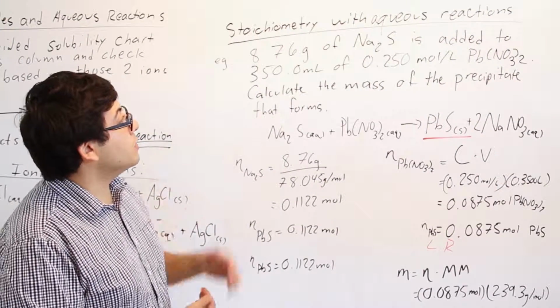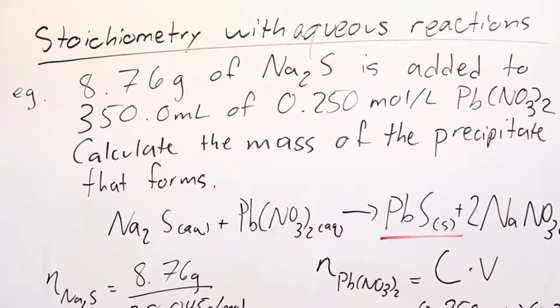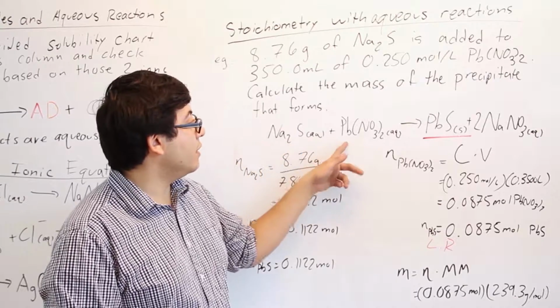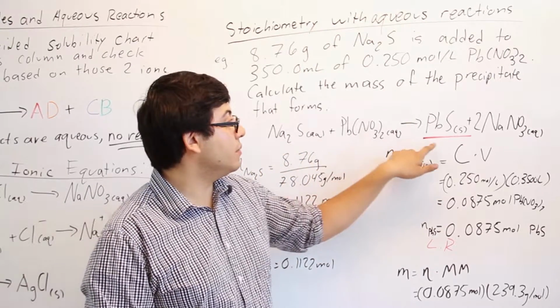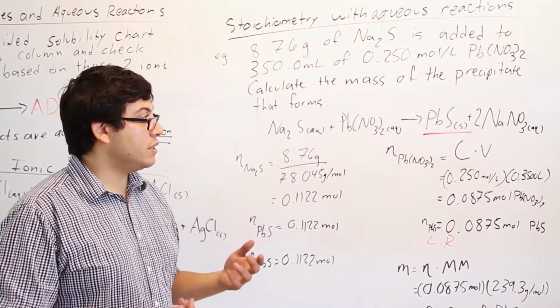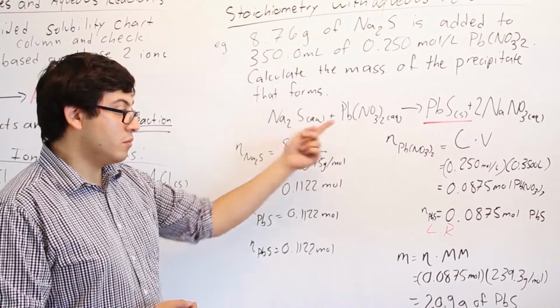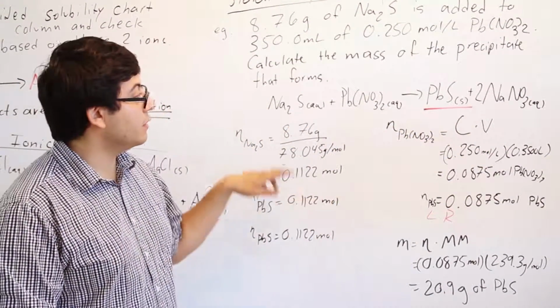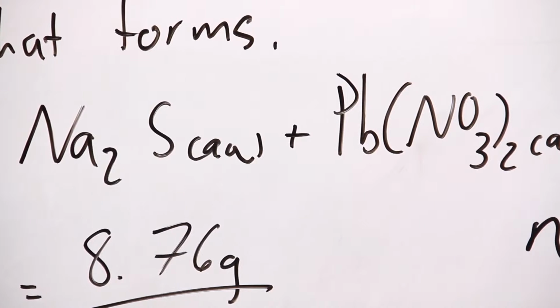So let's do an example with stoichiometry in an aqueous reaction. If we have 8.7 grams of sodium sulfide and we add it to 350 milliliters of 0.25 moles per liter of lead 2 nitrate, we need to calculate the mass of the precipitate that forms. Over here we have the sodium sulfide adding lead 2 nitrate to make lead 2 sulfide and sodium nitrate. The first thing we need to do is write out the reaction, which I did over there, and balance it. So it's 1, 1, 1, 2. Perfectly balanced.